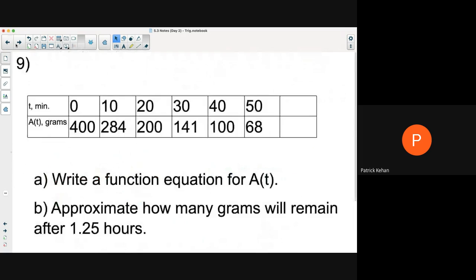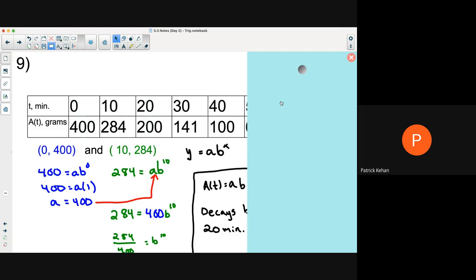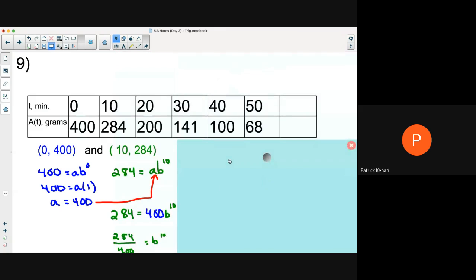Last question. We have a table of values relating the time in minutes and the grams of some substance, right? So first it says write a function equation for A of t, and then it says approximate how many grams will remain after 1.25 hours. So I'm going to show you two methods here. The first method is going to be over here.